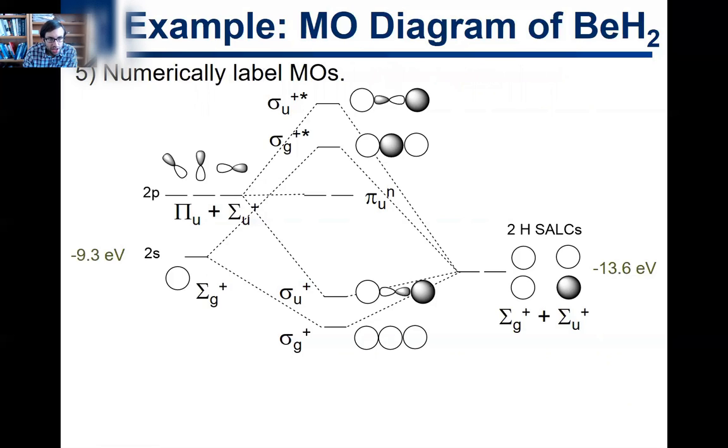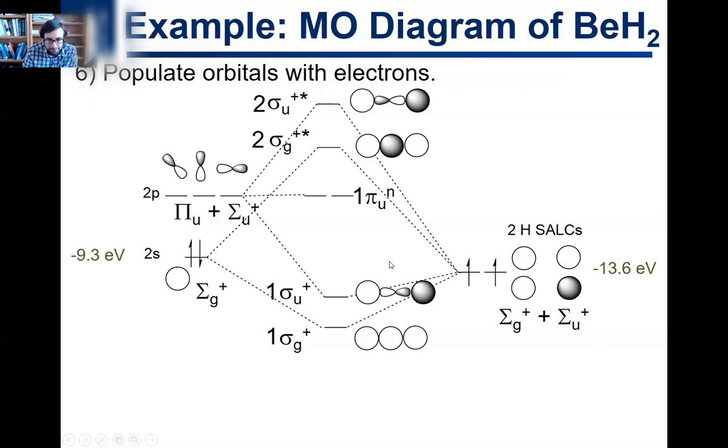Last thing to do is number the MOs. So this is our first sigma g plus in the diagram, so give it a 1. This is our second sigma g plus in the diagram, give it a 2. First sigma u plus in the diagram, give it a 1. Second sigma u plus in the diagram, we're just counting the number of orbitals with the same symmetry and ordering them numerically with increasing energy. This is going to be the 2 sigma u plus. And there's only one pi u orbital with that symmetry, so we'll call it the 1 pi u.